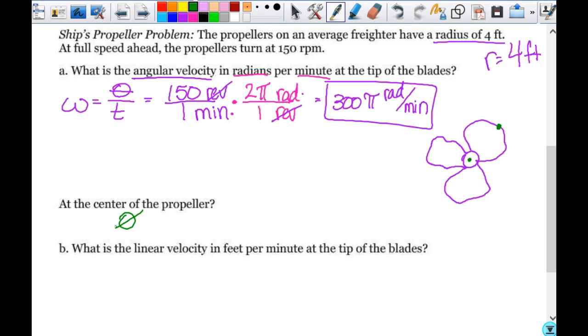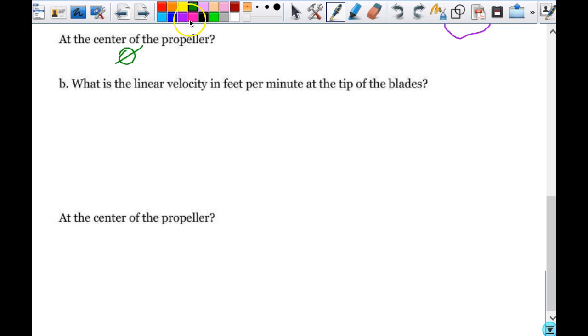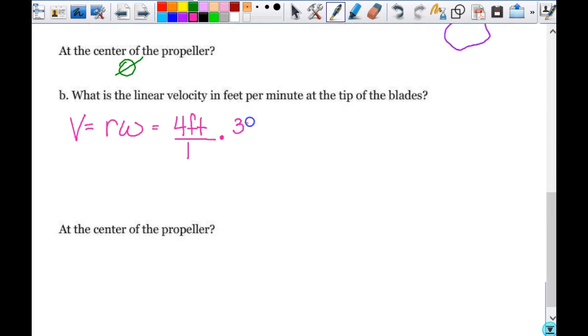Okay. All right, then what is the linear velocity in feet per minute at the tip of the blades? So now I'm looking for linear velocity. We have a few different versions of that, but I have the angular velocity. So I'm just going to use r omega, radius times the angular velocity. Did they give me the radius? Yeah, it's 4 feet. And I'm going to put it over 1, times the angular velocity in radians per minute, which was 300 pi radians for every 1 minute.